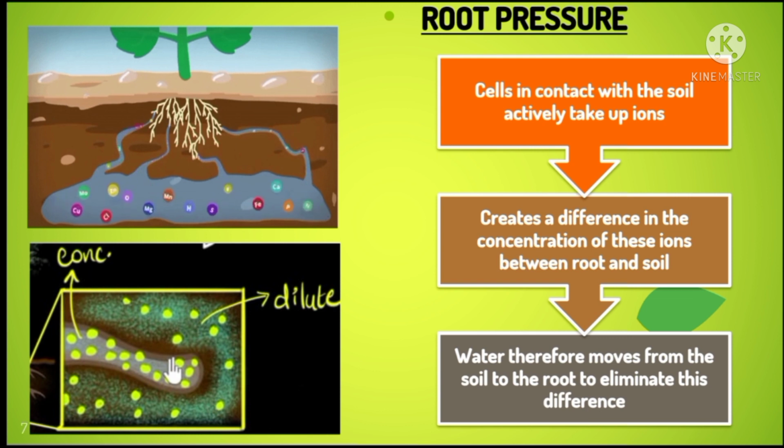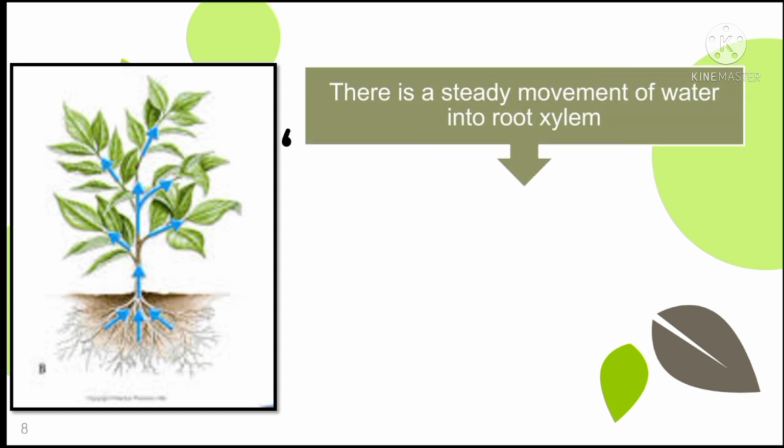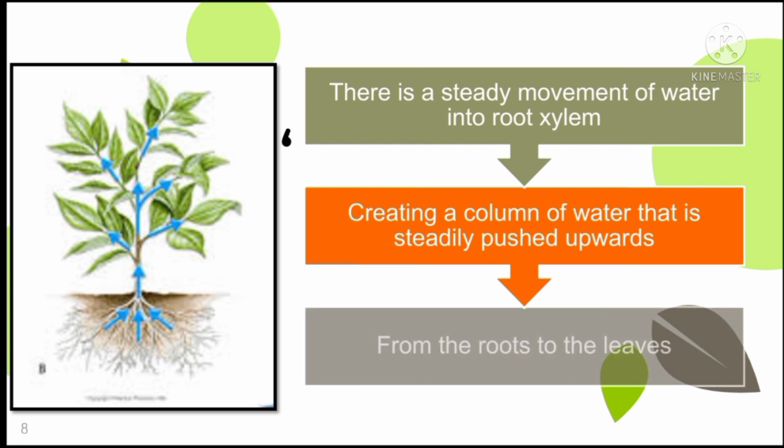Yes, this process is called osmosis, which in simpler words we can say is the movement of water molecules from higher concentration to lower concentration. And then when the water gushes in, it creates an osmotic pressure in the roots. Through this pressure difference, there is a steady movement of water into the root xylem, creating a column of water that is steadily pushed upwards from the roots to the leaves.